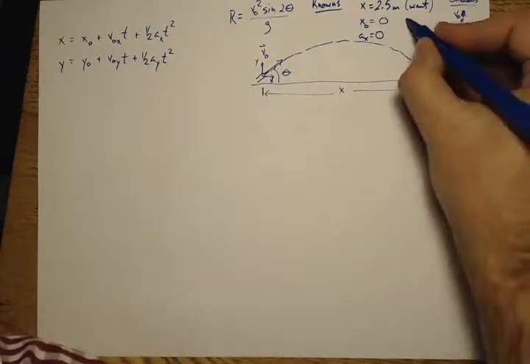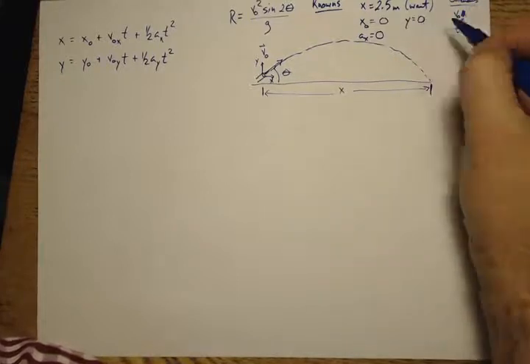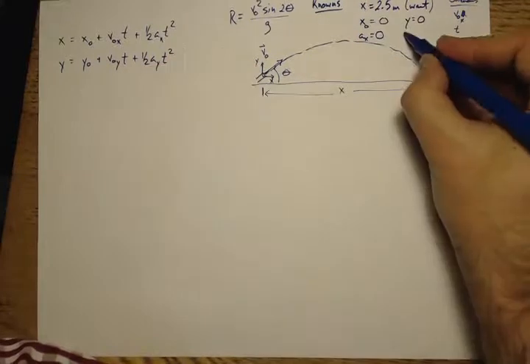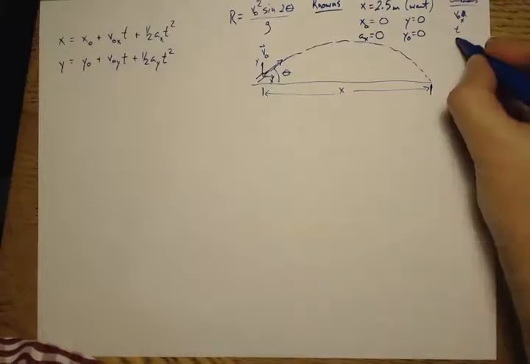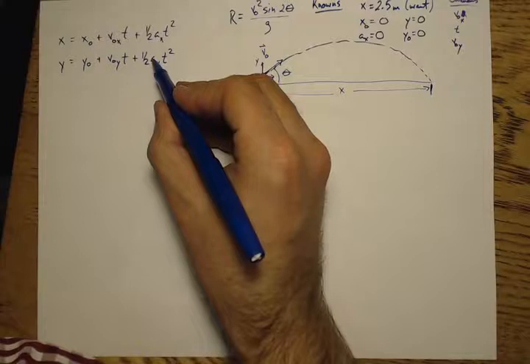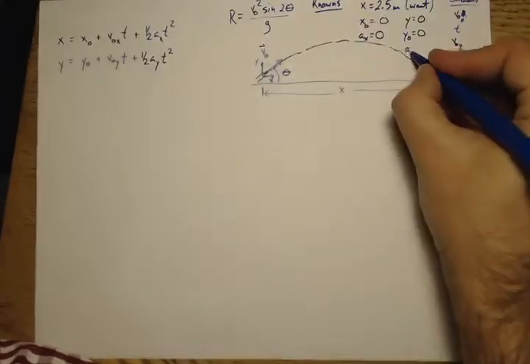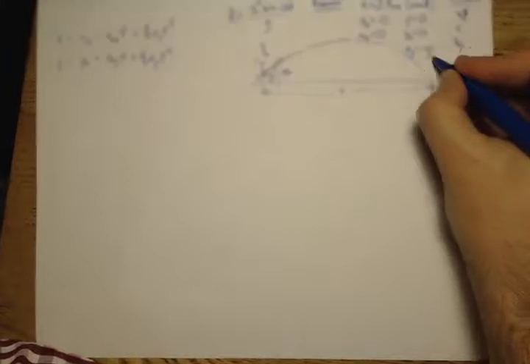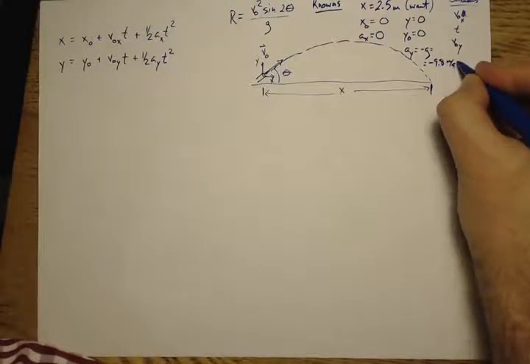I also know my final value of y is going to be 0, so it's going to land on the ground. My initial value of y is 0. And I don't know V0y. And my acceleration in the y direction is gravity. So ay is equal to negative g, which is equal to negative 9.8 meters per second squared.